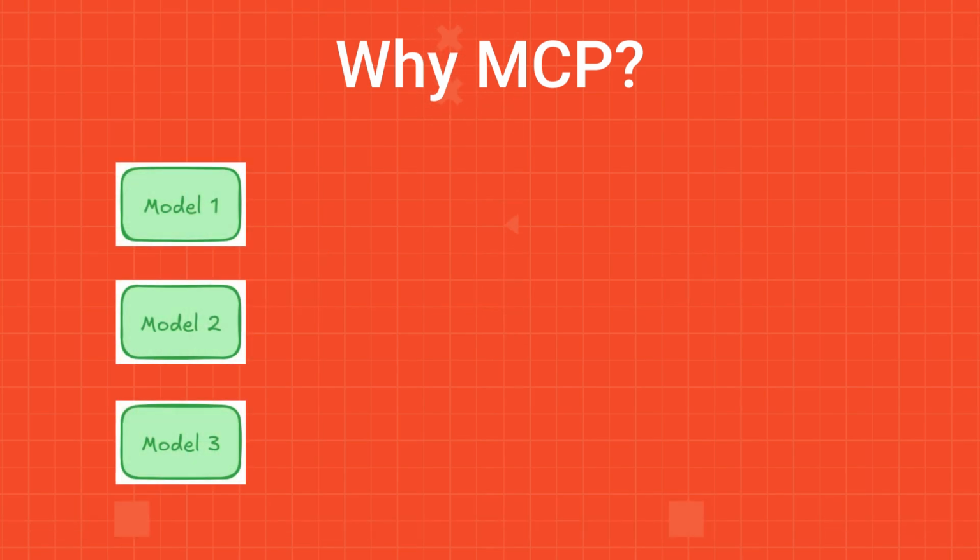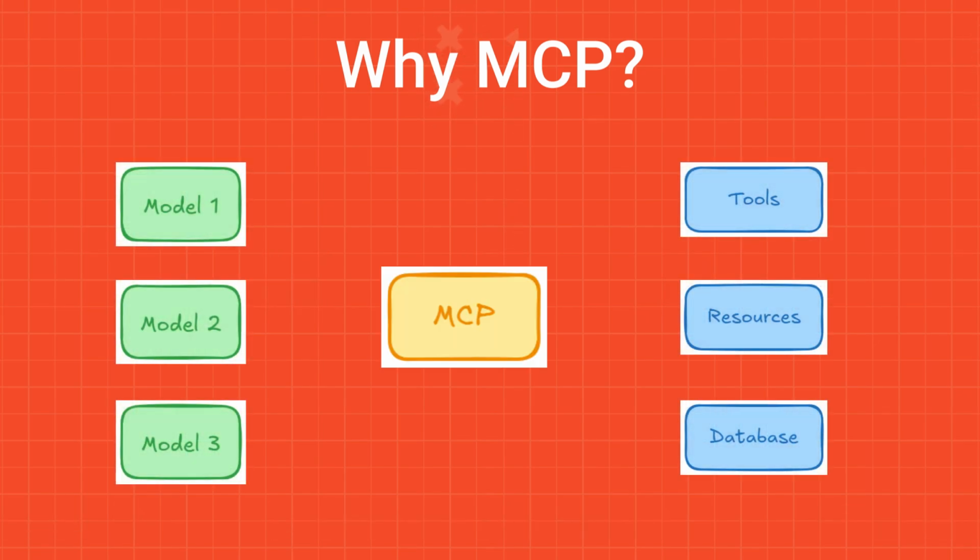MCP tackles this by introducing a standard interface in the middle. Instead of M cross N direct integrations, we get M plus N implementations. Each of the M AI applications implements the MCP client side once, and each of the N tools implements the MCP server once. Sounds easy, right?